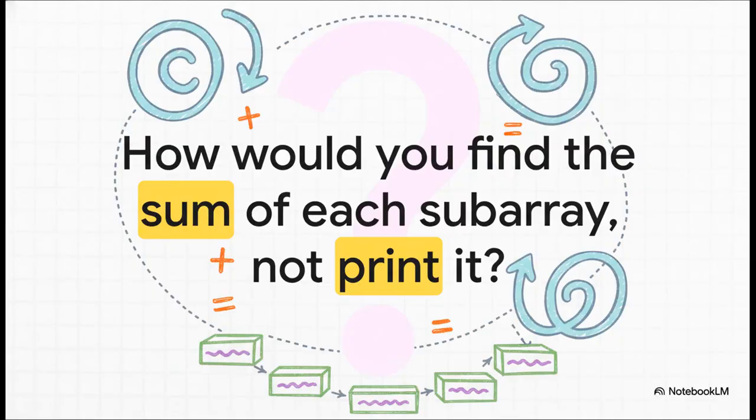And that brings us to one last thought, a little challenge for you. We've just mastered how to print subarrays, but this code structure is super flexible. So my question is this: how would you modify this code to find the sum of each subarray instead? Think about where you would add that summing logic. Something to chew on. Thanks so much for watching.